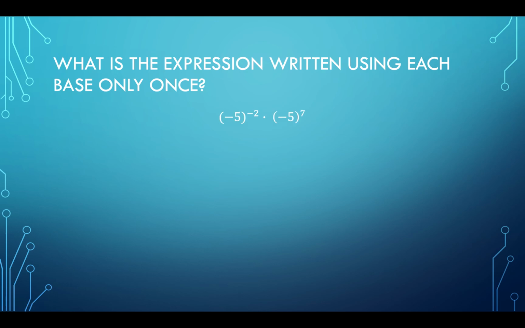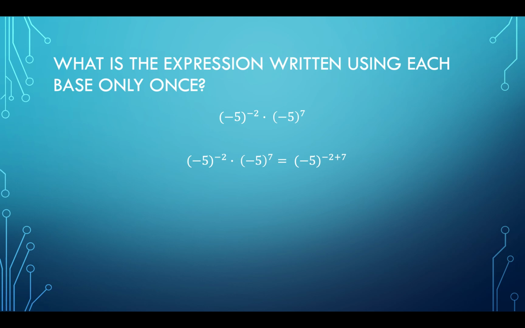Let's try this one. What is the expression written using each base only once? So now you get negative 5 to the negative 2 power times negative 5 to the 7th power. Some of you might say, oh, there's a negative exponent. We can't have that. We need to simplify that first. My suggestion is worry about doing that later. Don't worry about doing that right away, right now.